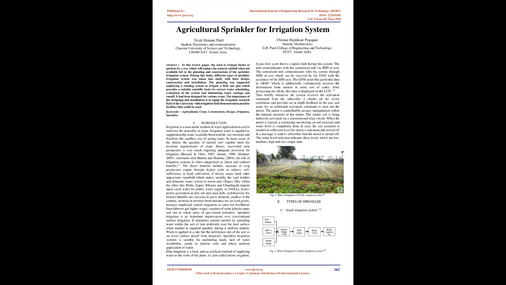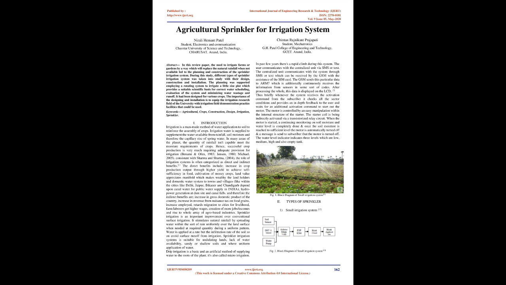The planning was supported by employing a rotating system to irrigate a small-sized plot, which provides a suitable scientific basis for correct water scheduling, evaluation of the system, and minimizing water wastage and runoff. It had been designed for various crops. The importance of the design and installation is to equip the irrigation research field of the university with irrigation field demonstration practice facilities that could be used. Keywords: agricultural, crops, construction, design, irrigation, sprinkler.